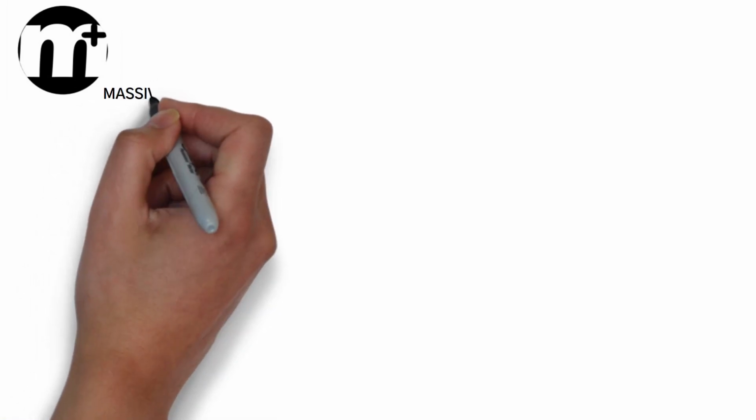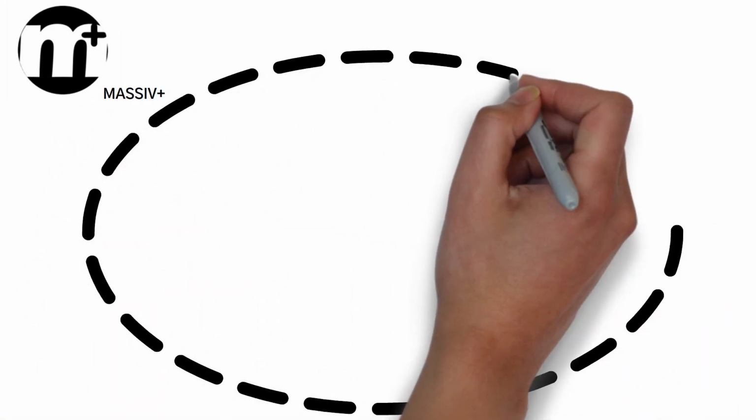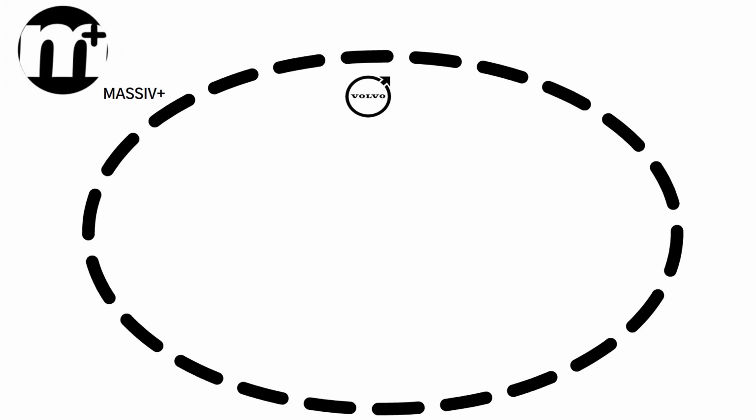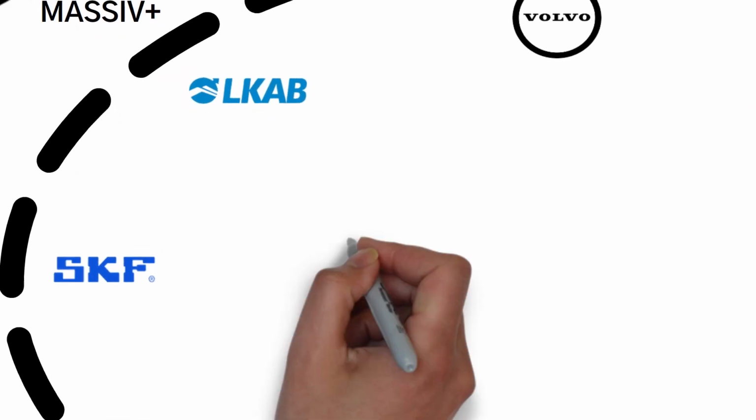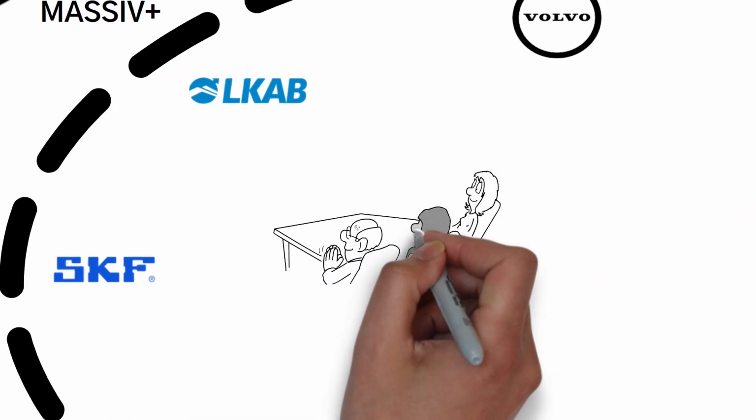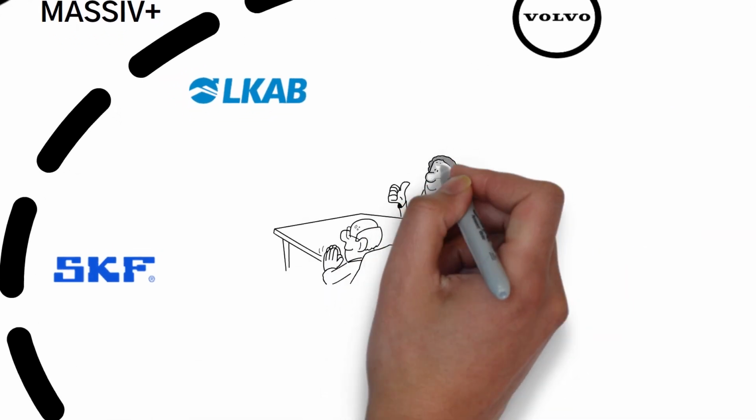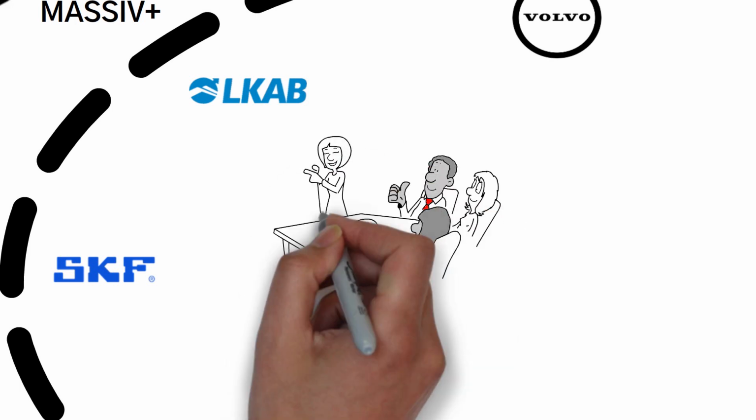MASSIV Plus is a consortium of leading industrial companies in Sweden, including Volvo Cars, IKEA, Sandvik, Alfa Laval, SKF, Microsoft, LKAB, Ovako, and SSAB, that are working together to create a common platform and standard for sharing and validating sustainability data across the supply chain.